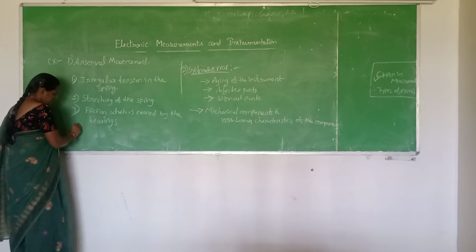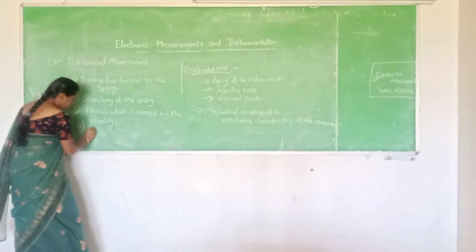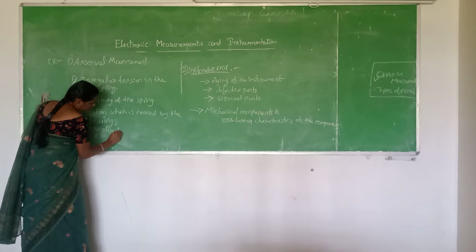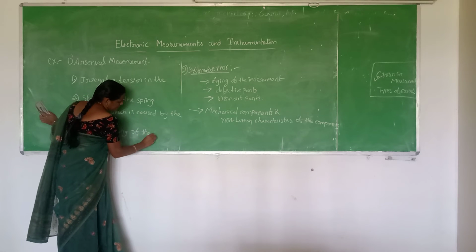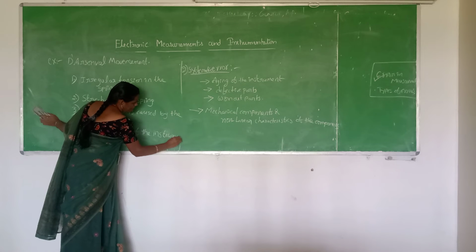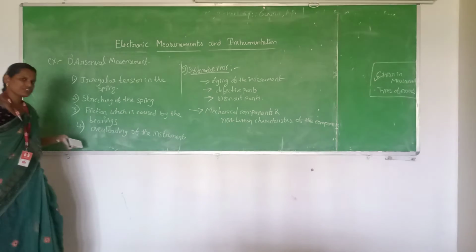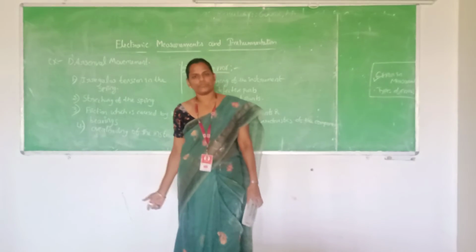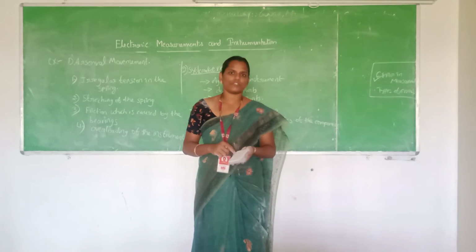Next, the fourth one is overloading of the instrument. So these are the four causes in a mechanical instrument. If you consider a mechanical instrument, that is a reversal movement. The reversal movement is used to measure the current and also the voltage.